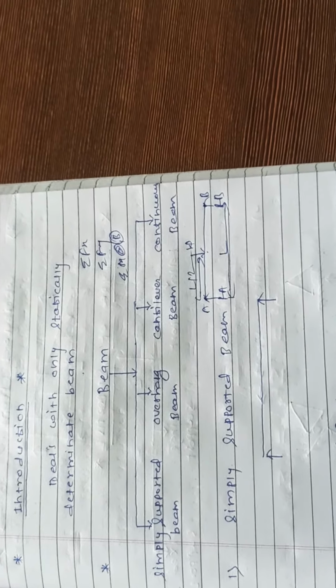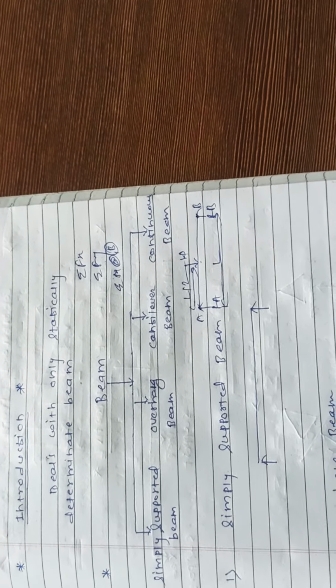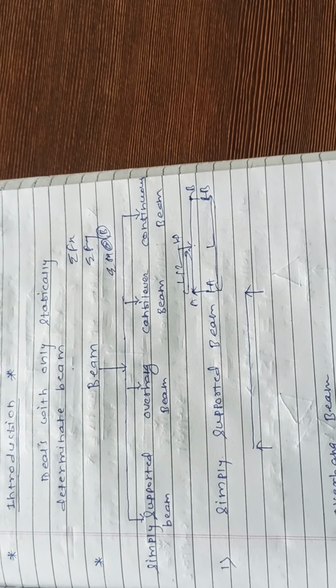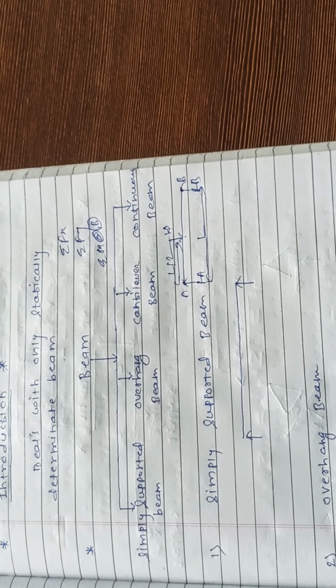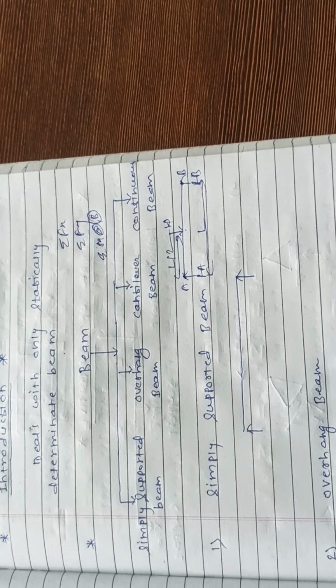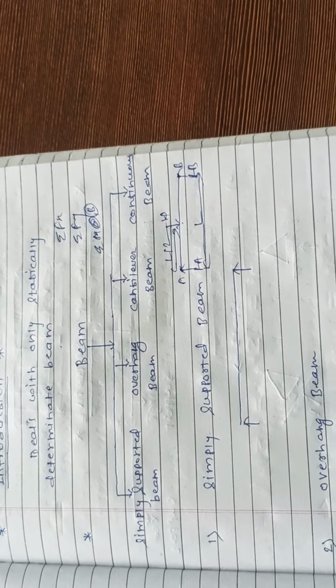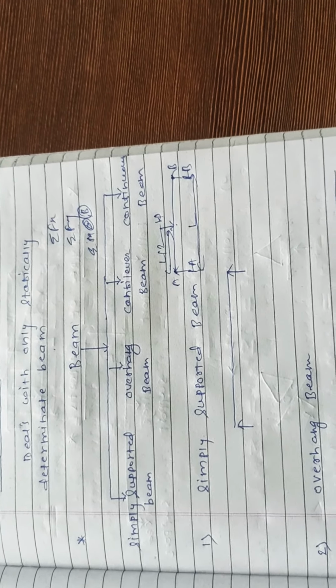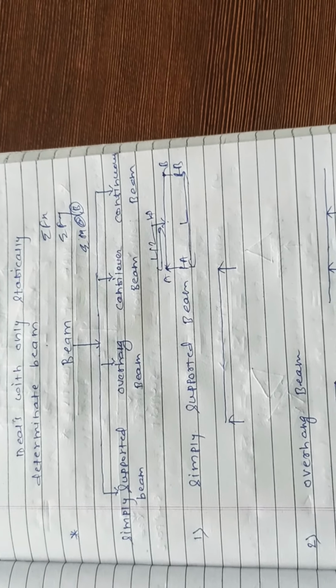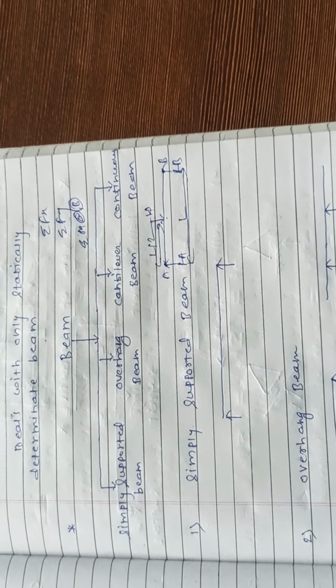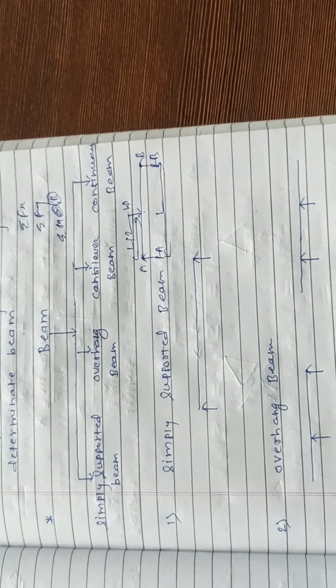So it is a horizontal member supported at its ends, and the load is acting along its transverse axis. It is called a beam, and this beam is classified into four types: simply supported beam, overhang beam, cantilever beam, and continuous beam. We will study one by one what is meant by simply supported, overhang, cantilever beam, and continuous beam.